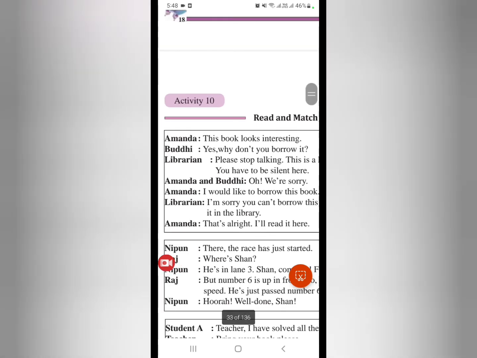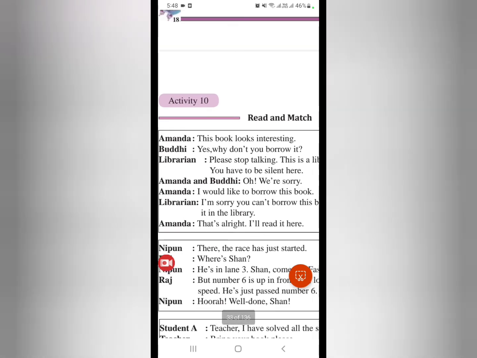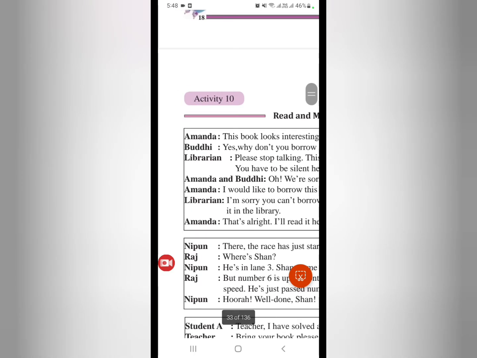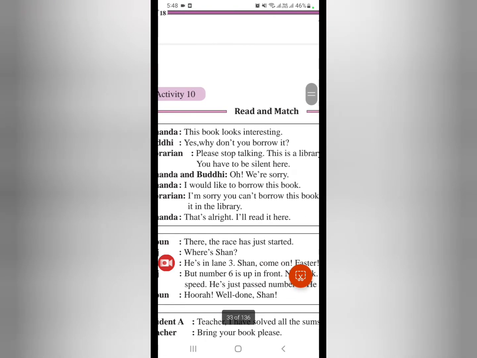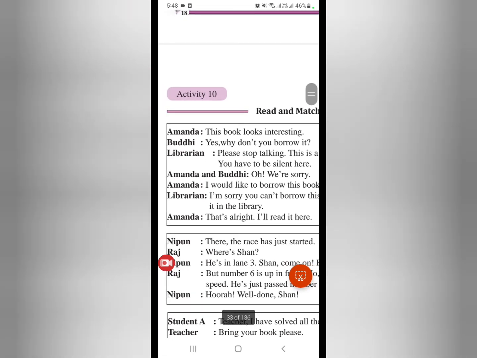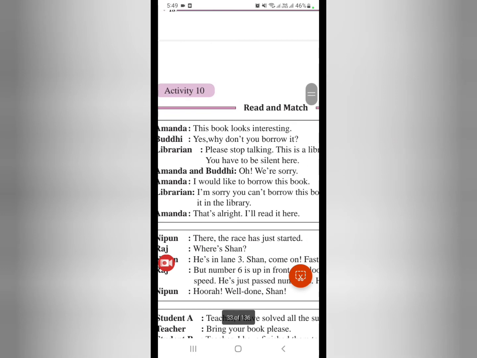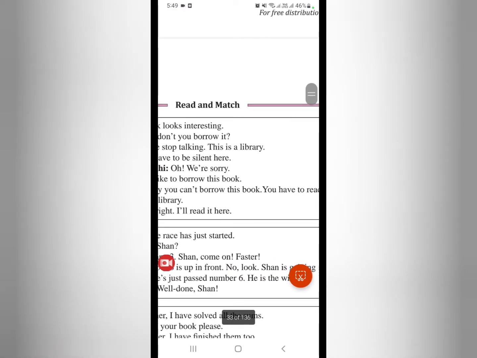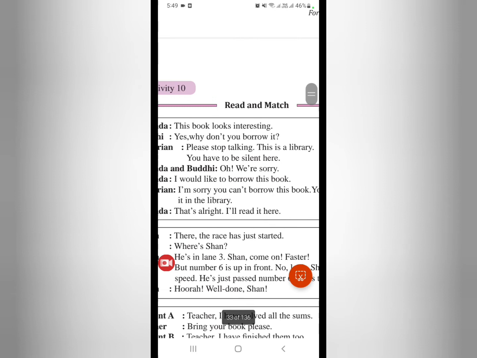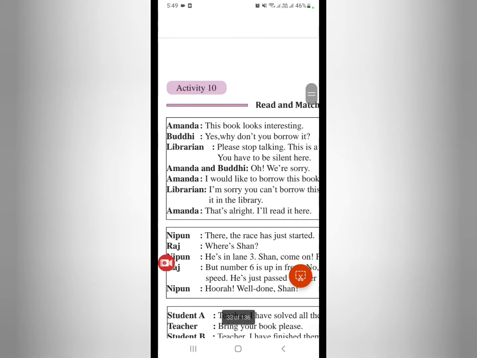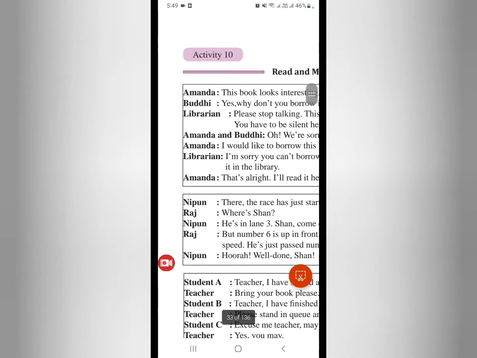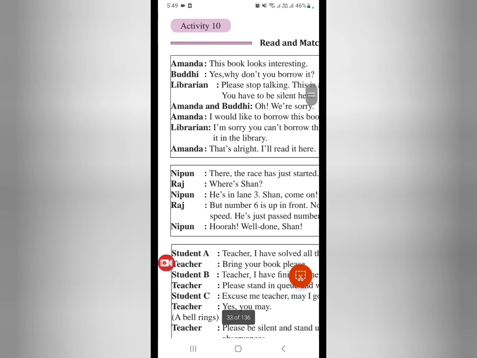Then Amanda and Buddhi reply, oh, we are sorry. Amanda is saying again, I would like to borrow this book. Then the librarian is replying, I am sorry, you can't borrow this book. You have to read it in the library. Okay? Then Amanda is replying, that's alright, I will read it here.